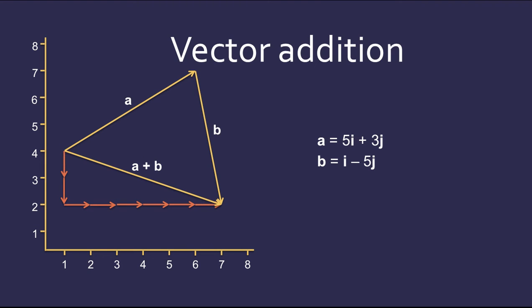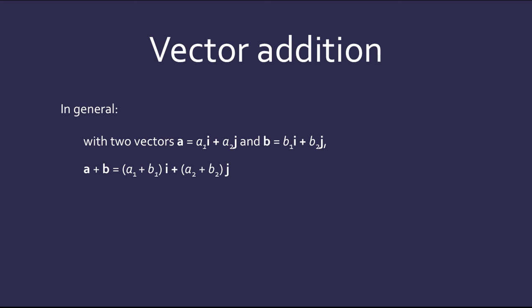To obtain these numbers without the hassle of actually drawing the vectors on the graph, we can add together the respective i and j components to obtain the same result. In general, with two vectors A equal to a1i plus a2j and B equal to b1i plus b2j, A plus B is equal to (a1 plus b1)i plus (a2 plus b2)j.